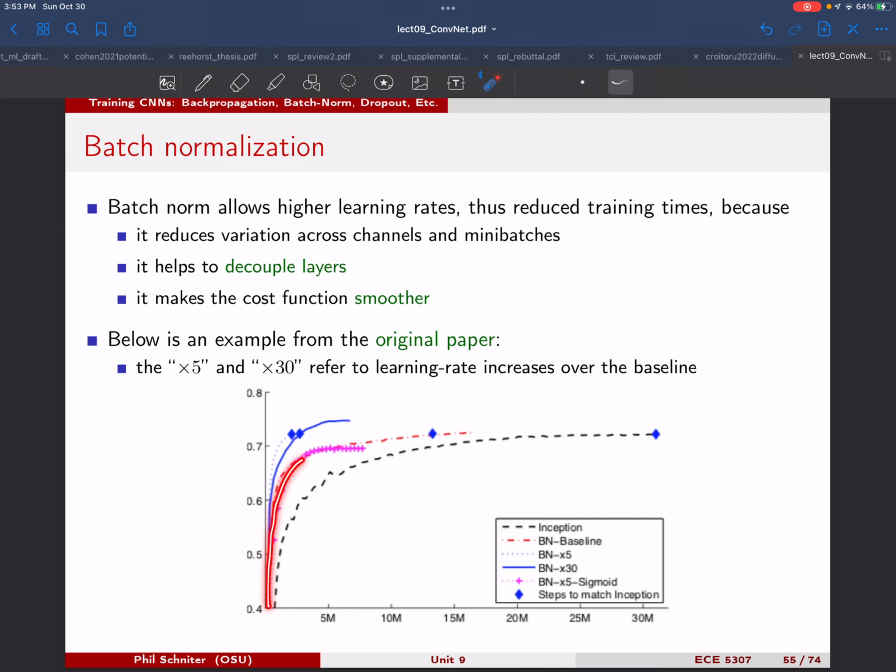So with sigmoids, you can get almost 70% accuracy. It's still not as good as these other techniques, but the fact that it works at all with batch norm is interesting.